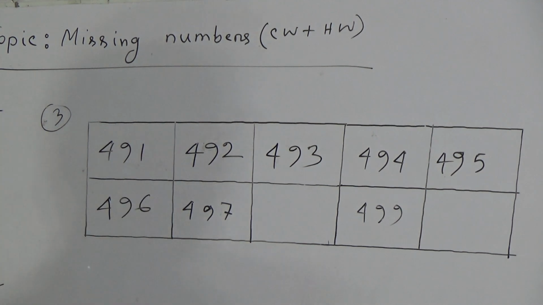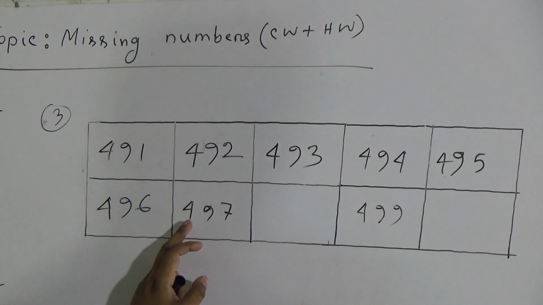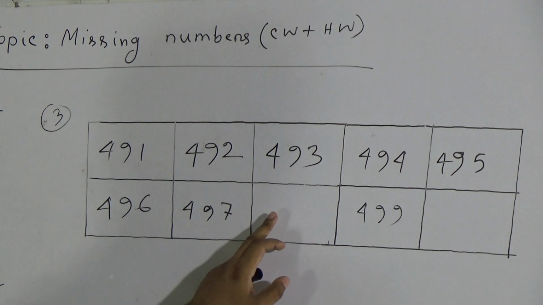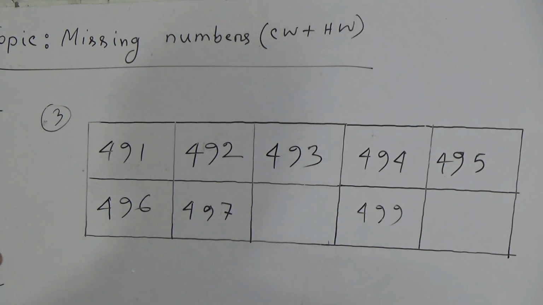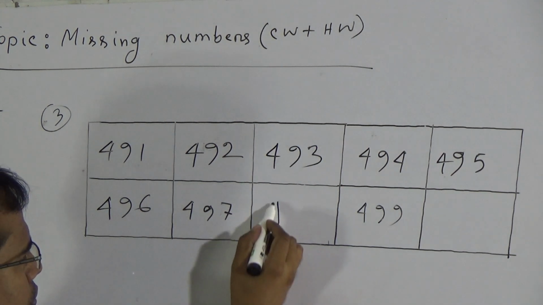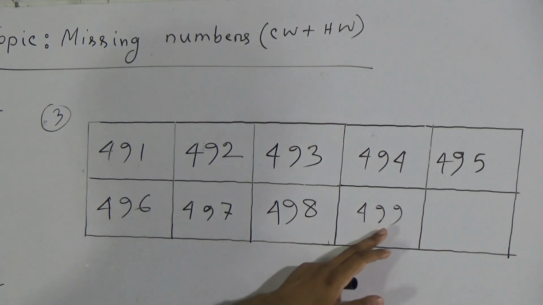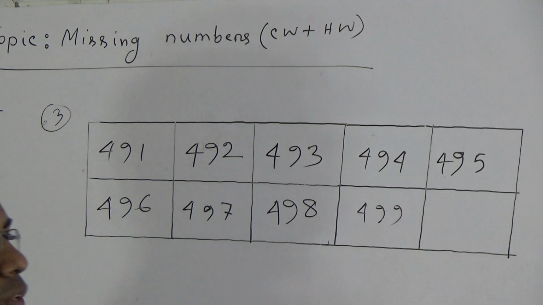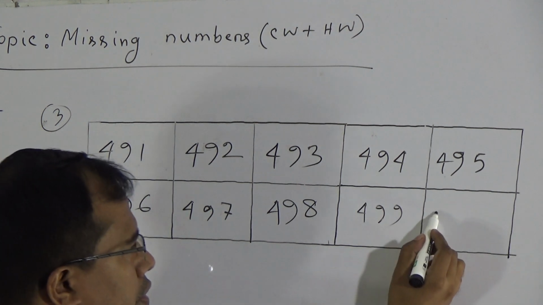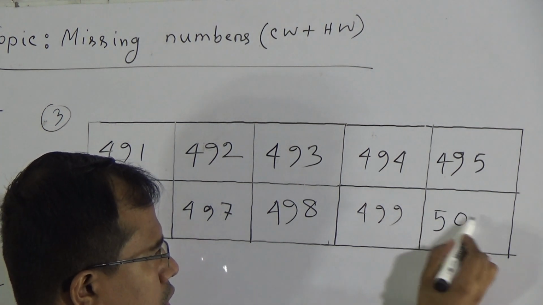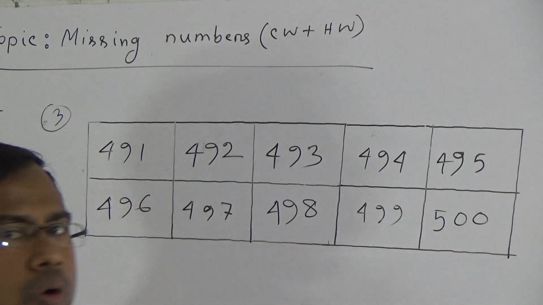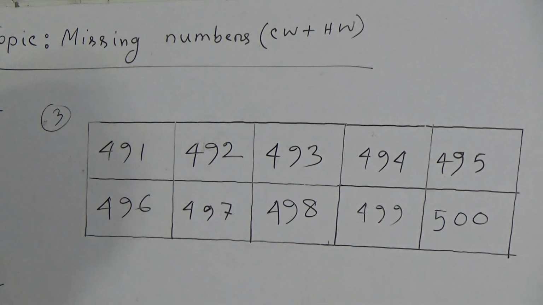Now, after 496, 497 here given. After 497, then 498. You have to write here 498. Then 499 exists here, and last number will be 500. That means 500. Okay, dear students, we have finished our today's CW. I hope you have understood.